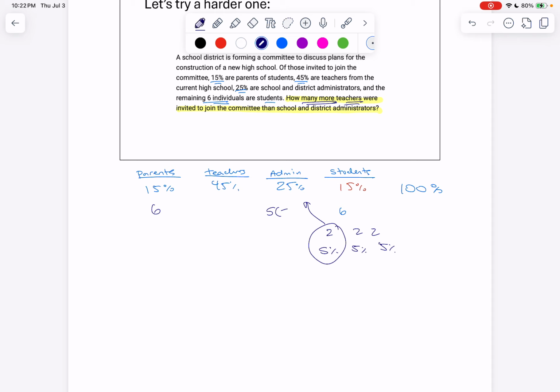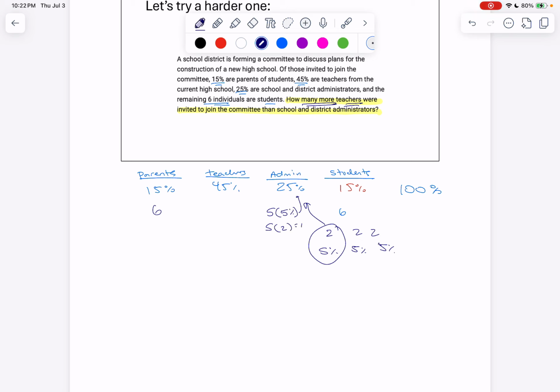5% times 5 would give me my 25. So 5 times 2 would give me the number of administrators, 10. And 45 is 9 times the 5%. And we know that that 5% was 2, so we'd have 18 teachers. So that's another way to do it if you want to just break down one of the percents. I like the other way because you can just translate it based on the question that you're asking yourself.